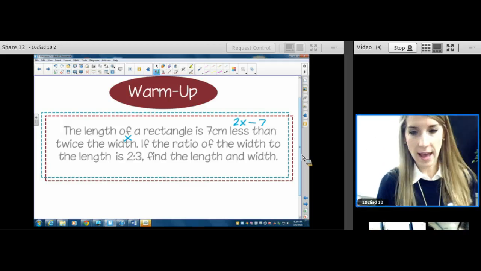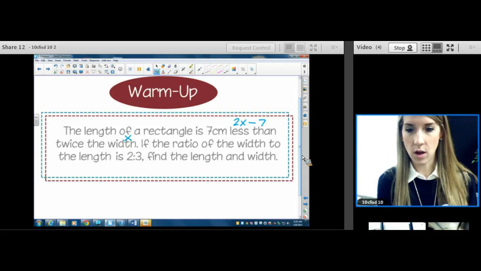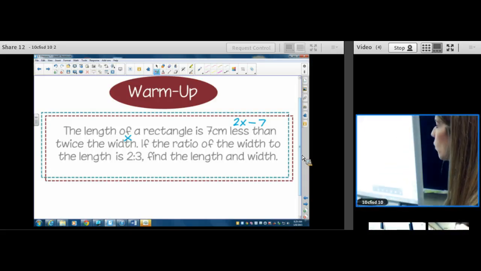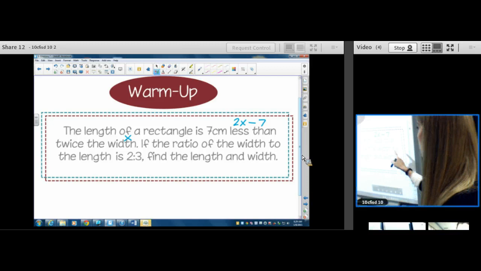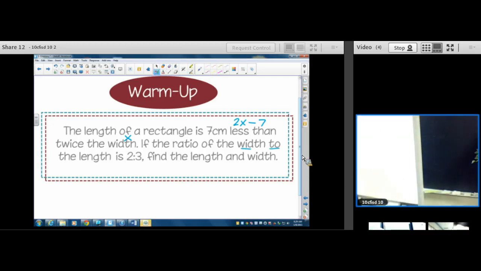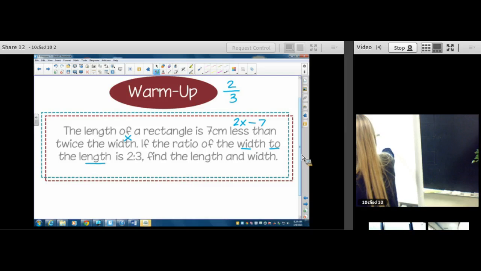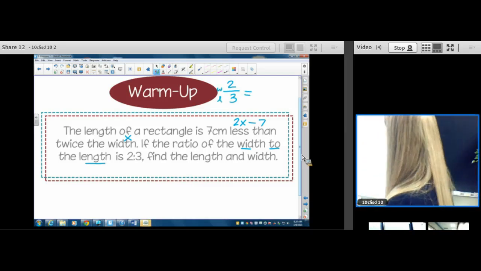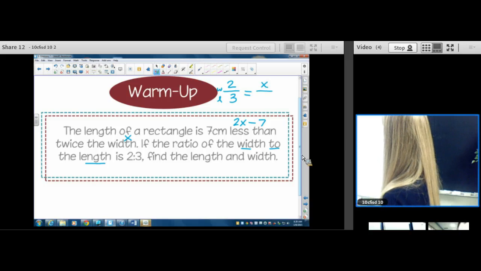Did y'all do something like that? Call one of them x. You can call the other one 2x minus 7. And then you can set up a proportion. This says the width to length ratio. So 2 is to 3. That's width to length. 2 is to 3 as x is to 2x minus 7.